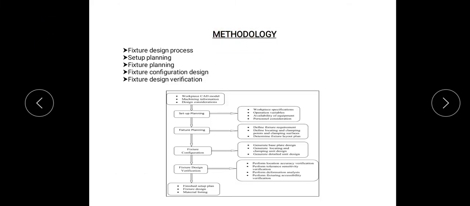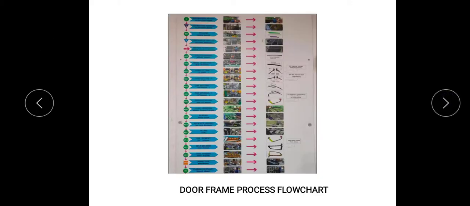Methodology: fixture design process, setup planning, fixture configuration design, fixture design verification. Fixture design process: first, we had a small review of the design of the fixture which was being used in the company. Later, we set up a plan to find the time reduction process. Later, the fixture was planned by our group mates. This is the process flow chart which is used to make a door frame.